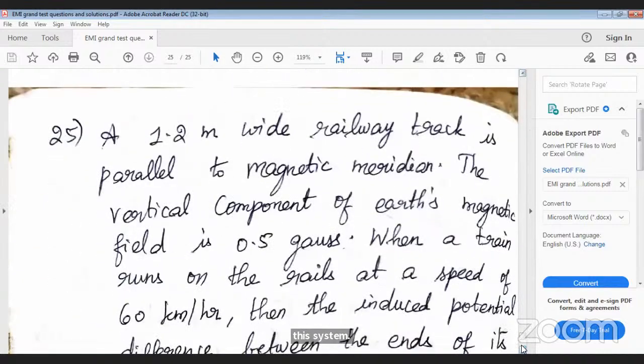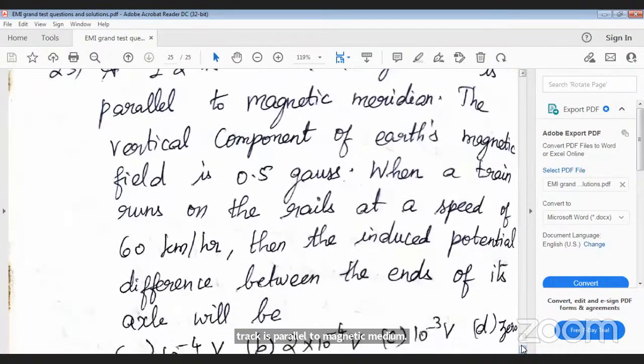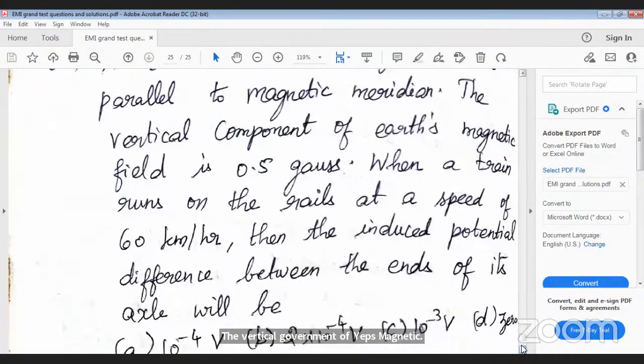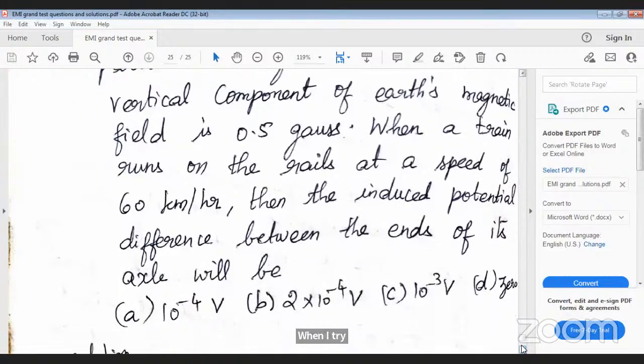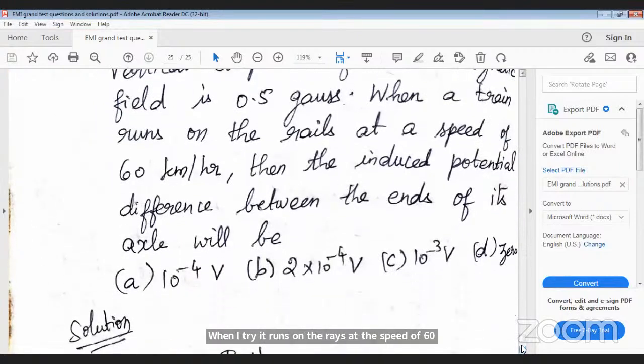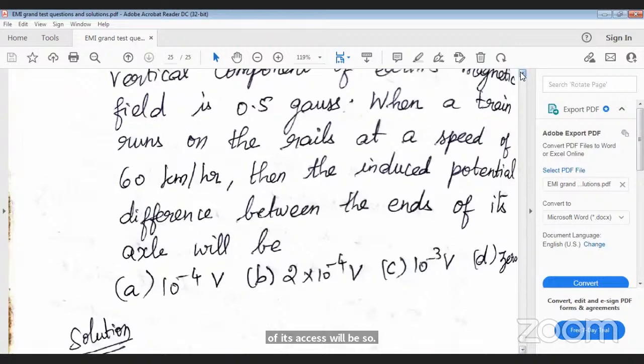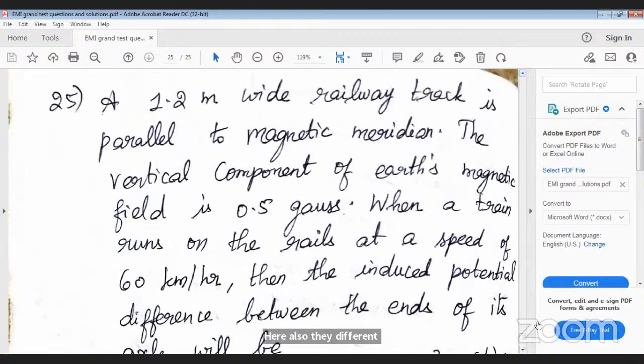Question number 25. A 1.2 meter wide railway track is parallel to magnetic meridian. The vertical component of Earth's magnetic field is 0.5 Gauss. When a train runs on the rails at a speed of 60 km per hour, then the induced potential difference between the ends of its axle will be. So here also, the induced potential difference between the ends of its axle.